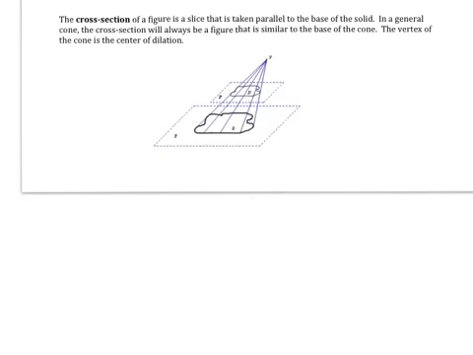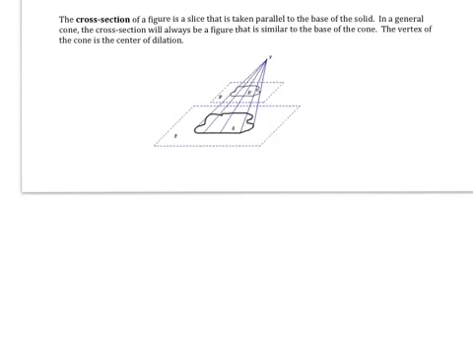Now we're going to talk about cross sections again. A cross section of a figure is a slice that's taken parallel to the bases of the solid. A cross section is supposed to be specific, but what I've shown you in the Regents exam is that sometimes cross sections are confused with slices. A cross section is supposed to be parallel to the base because we have other theorems that rely on cross sections. A slice would be any other slice through this that's not parallel to the base.